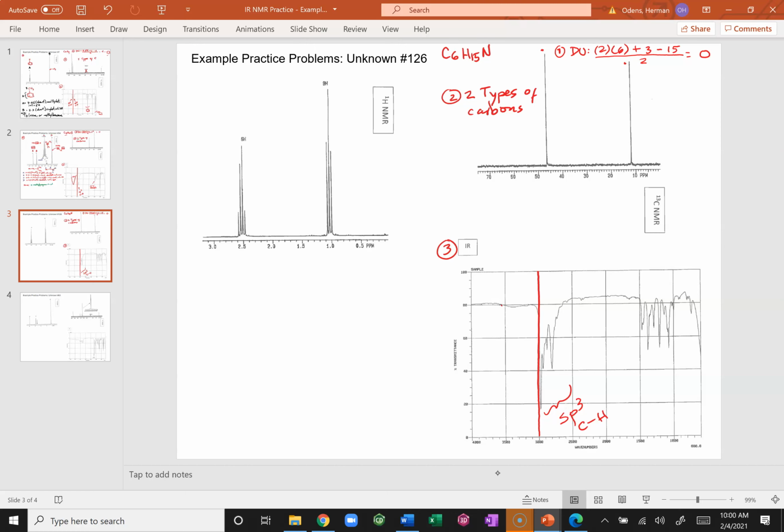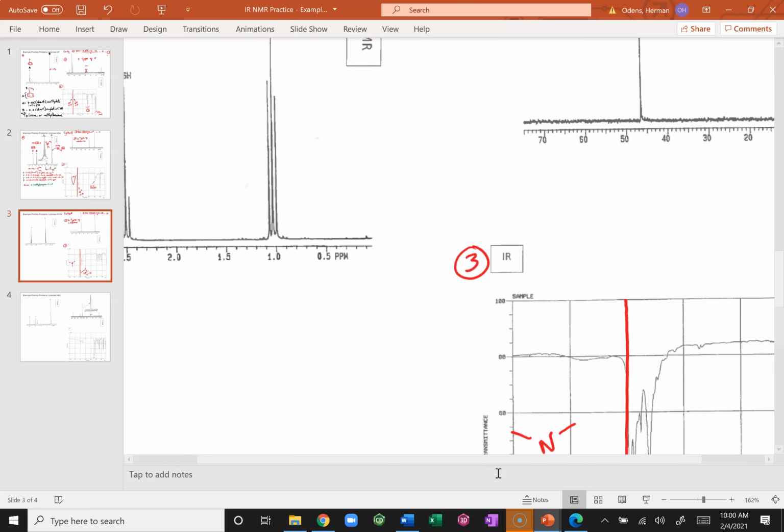If it was mono-substituted, you would have 2 peaks. If it was di-substituted, you would only have 1 peak here. But we don't have anything. So this is telling me that I have a nitrogen that has 3 connections. All right? Let's find out about those connections. They are here.